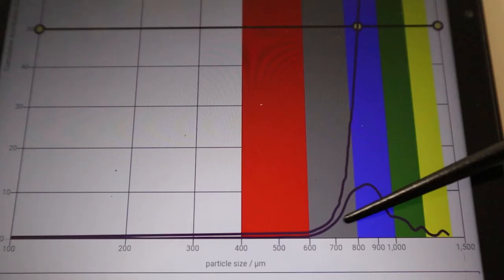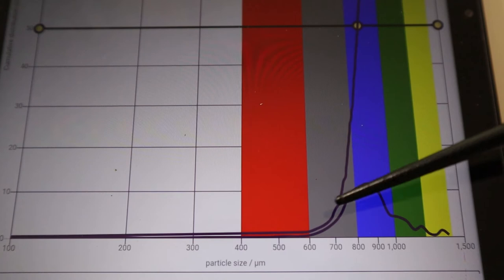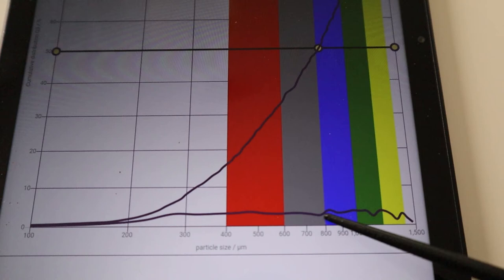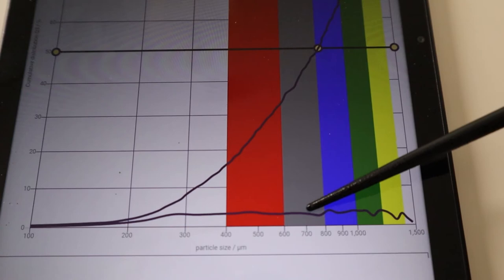What I found was actually very interesting. I always thought that with all the particles of the same size, basically a narrow distribution of the grounds, I could achieve a better cup of coffee. But I was actually wrong. I found out that a more even distribution spread throughout the micro spectrum gives a more complex cup of coffee.